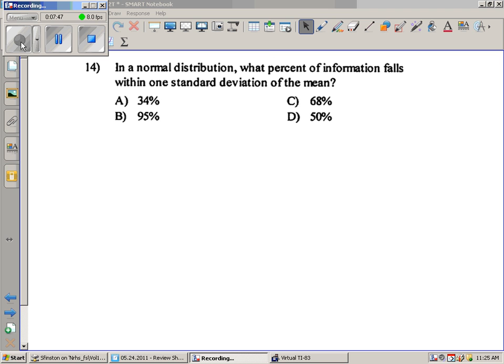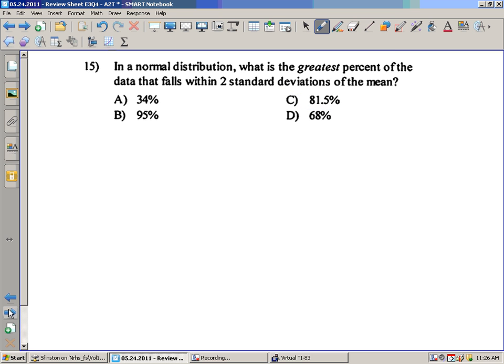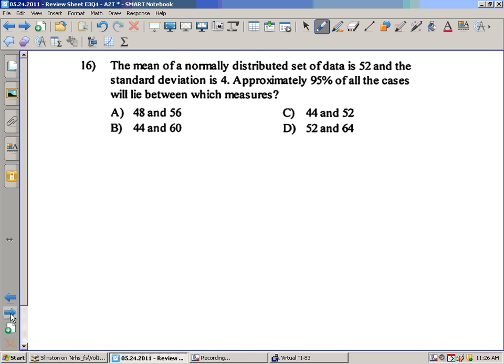So in a normal distribution, what percent of information falls within 1 standard deviation of the mean? 68. It's just that 68, 95, 99 rule. That's all you had to remember. Let's go to the next one. In a normal distribution, what's the greatest percent of data that falls within 2 standard deviations of the mean? 95. Nice.